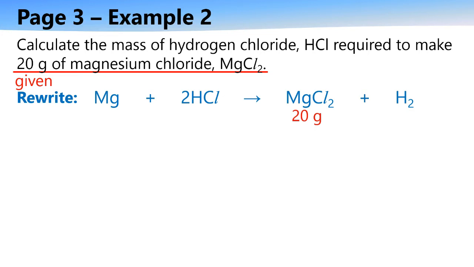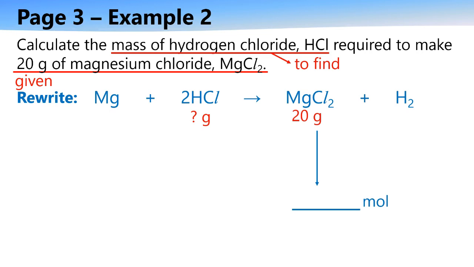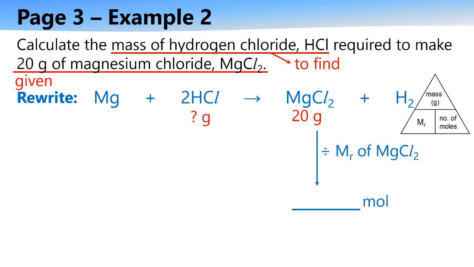So what do we need to find? From the question, we need to calculate the mass of hydrogen chloride. So this is what we need to find: question mark grams, because mass is grams. Given the mass of magnesium chloride, we need to find the number of moles first. Once again, we always convert to moles first. So how to convert from mass to mole? Similar to the previous question, we divide it by mR. If you use the periodic table, you will get the mR to be 95. So 20 divided by 95, I will get 0.21053, correct to 5 significant figures.